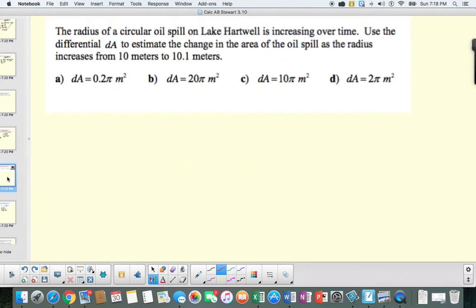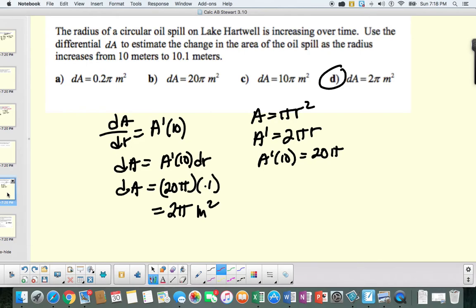All right, here's another problem. Go ahead and stop the screencast, see what you can do, and I will reveal the answer. And here's the answer. You want to set up the differential. Differential dA is equal to the instantaneous rate of change times differential dr.